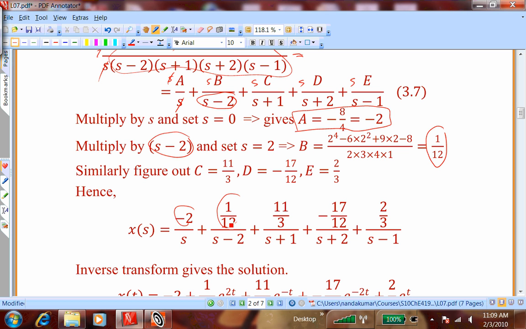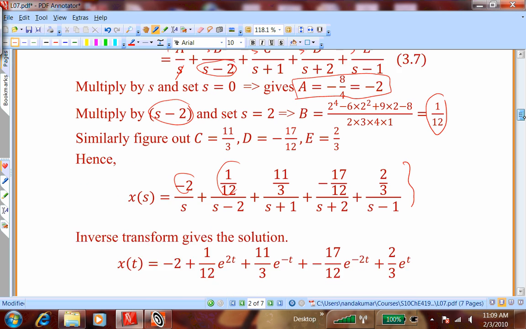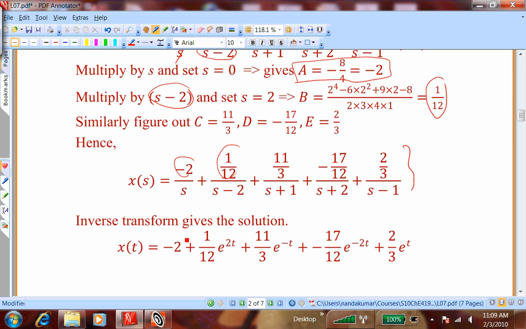And so finally, these are the values of a, b, c, d, and e, so you have expressed it as a partial fraction in the Laplace domain. Now you can look at the table that I gave you earlier, because these are all simple expressions for which the inverse is there already in the table. For example, the inverse of 1 over s is simply 1. So the first term, when you invert it, is minus 2. The second, third, fourth, and fifth terms all have e to the power at, so a would be minus 2, 1, 2, minus 1. So simply substituting those inverses, you will get 1 over 12 times e to the power 2t, e to the power minus t here, again e to the power minus 2t, and e to the power t. That's how we get the solution from the Laplace domain to the time domain.